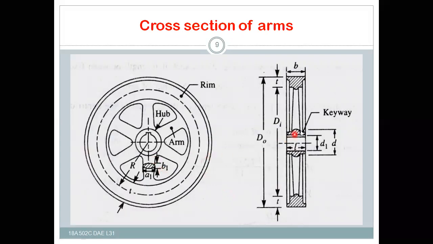Here you can see the figure: this is the width of the rim and the thickness of the rim, and here is the outer diameter of the rim, and this will be the shaft diameter. This will be the outer diameter of the hub, and this will be the length of the hub.